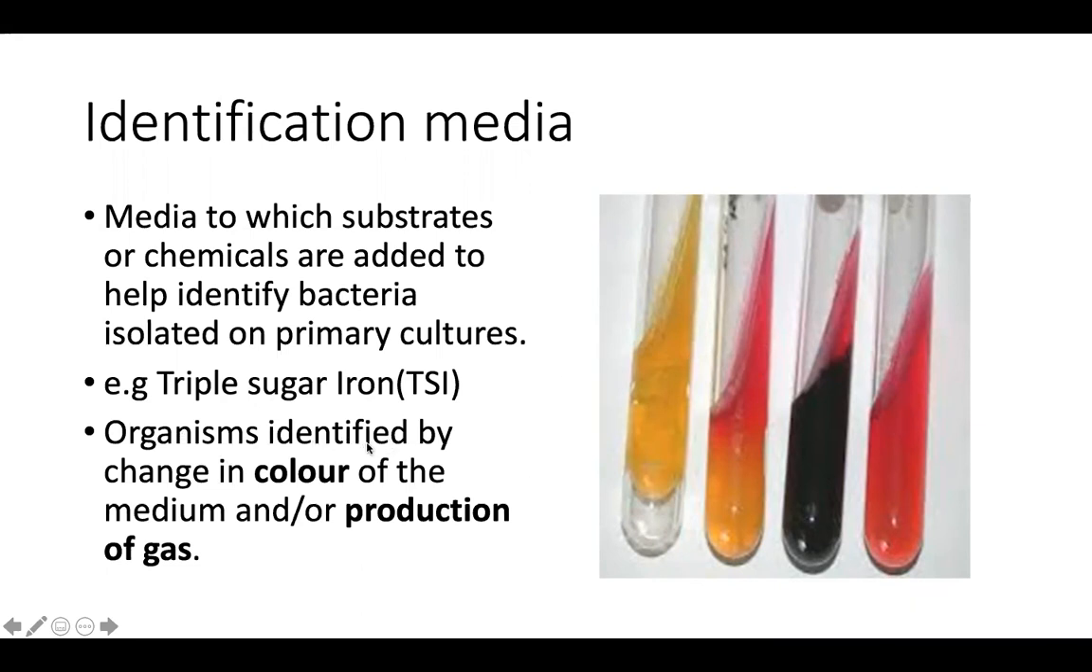So organisms are identified by changing color of the medium. You can see the different color spectra and or production of gas. When there's a raising of the medium in the tube, there is gas production, hence the space between the tube and the tip of the medium. But the details will come later when you look at the specific bacteria.